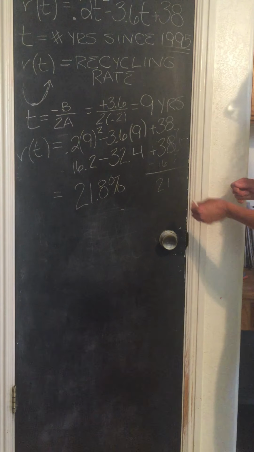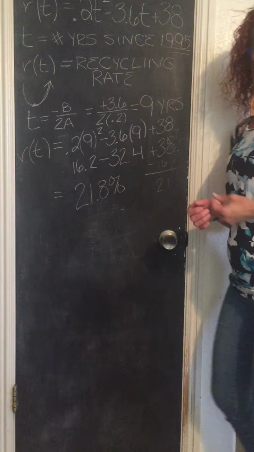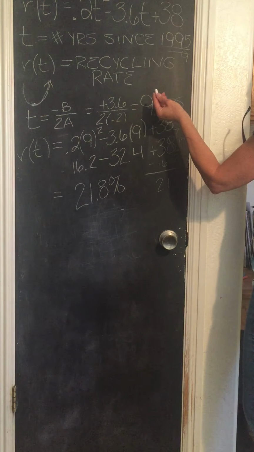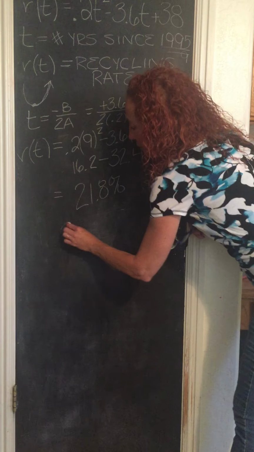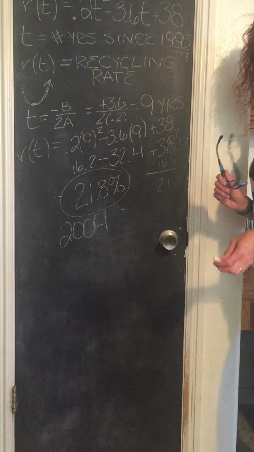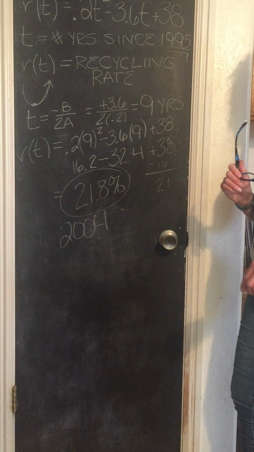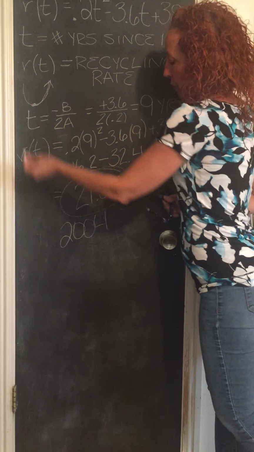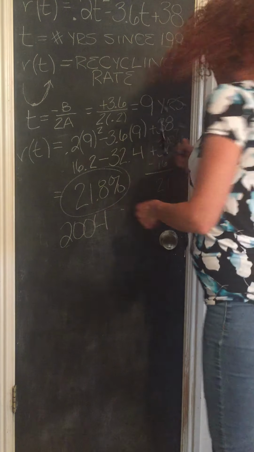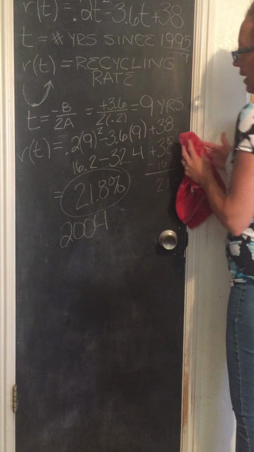So what this problem tells me is 9 years after 1995. So what year would that make it? 9 years after 1995 would be 2004. So in 2004, the recycling rate was 21.8%. And that would be the coordinate of that vertex right there. It actually would be 9 if I graphed it, but in reality, the year would be 2004. Let's go through it again. We're just using the shortcut.